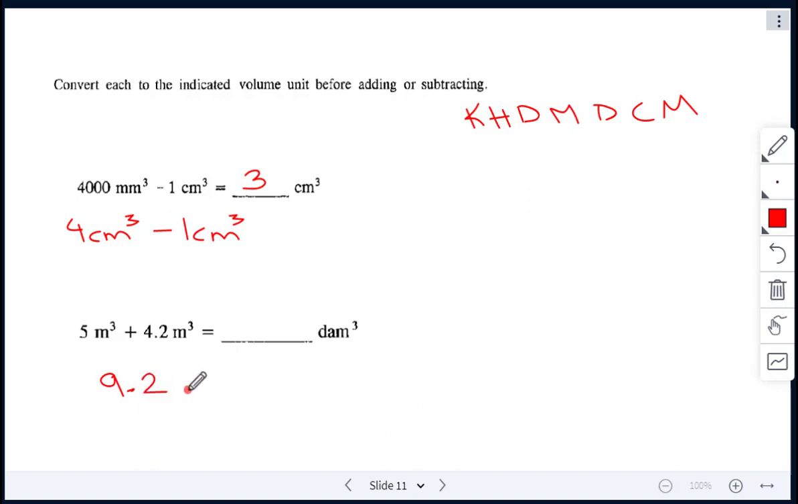All right, so we need to change that to decameters cubed. So we're moving 1 to the left, but we gotta triple that, so we're moving it 3 to the left. So 1, 2, 3, put your decimal place there. Fill that in with zeros. Our answer is 0.0092 decameters cubed.